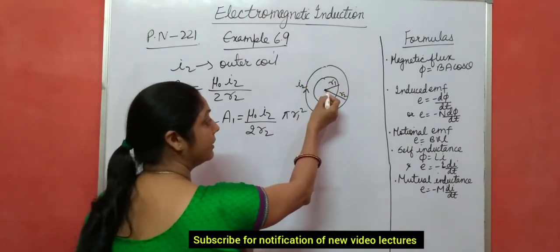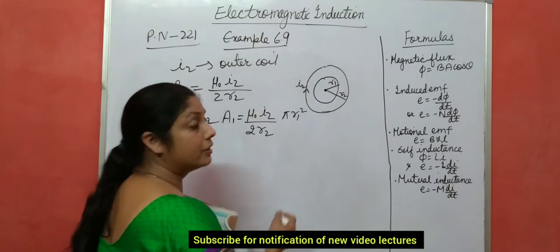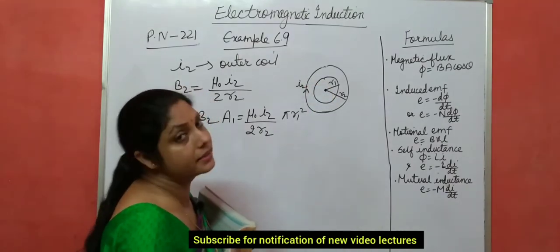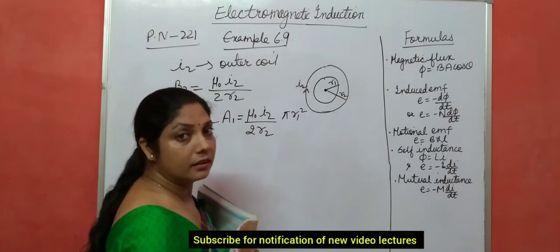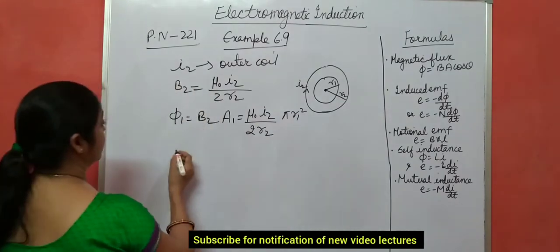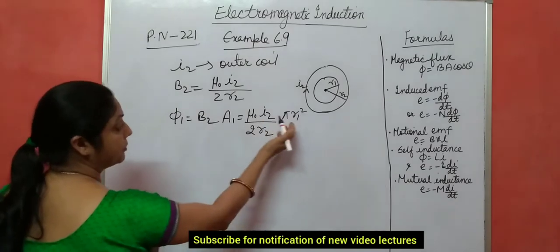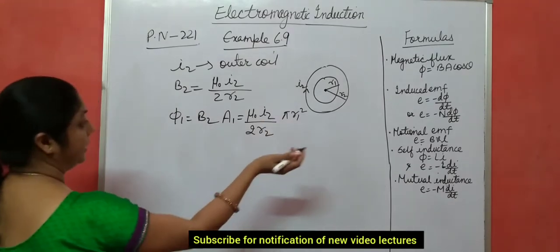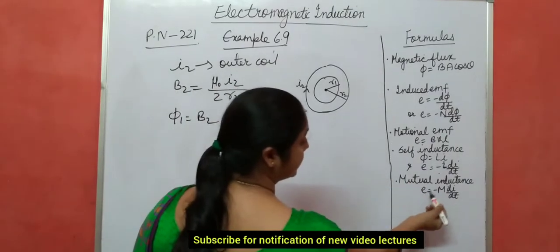Okay. Now, the greater the amount of current flowing through this coil, the greater is the magnetic flux linked with this inner coil, because the greater the magnetic field at the center and the more magnetic field lines, the greater is the flux linked with that coil. So this phi 1 is proportional to what? This B2. So we get, in the case of mutual inductance, what?